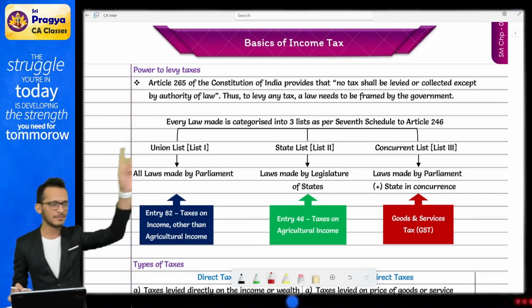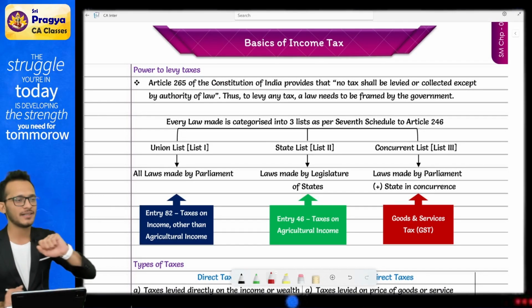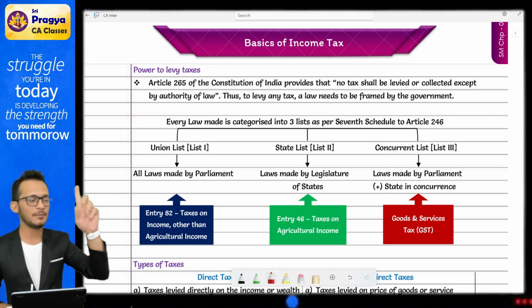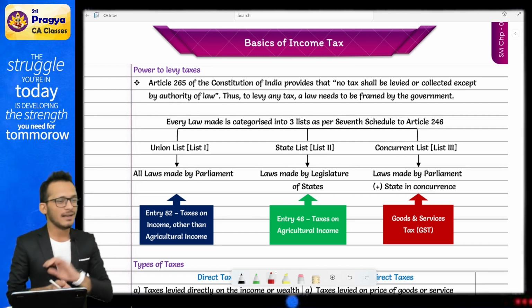We're going to start with chapter number 1. Hey, I want everyone's participation here. Chapter number 1 is the basics of income tax. Nothing to read in this chapter.